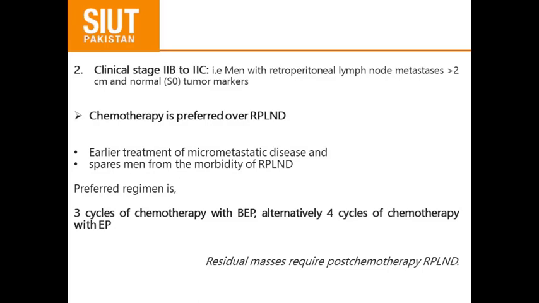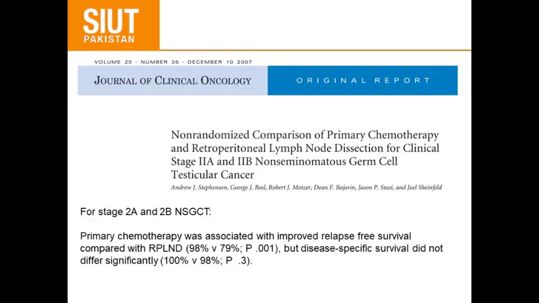So there was a non-randomized comparison of primary chemotherapy versus RPLND for clinical stage 2A and 2B non-seminomatous germ cell tumor. And primary chemotherapy was associated with improved relapse-free survival compared with RPLND, 98 to 79%, with a significant p-value, but disease-specific survival did not differ significantly.